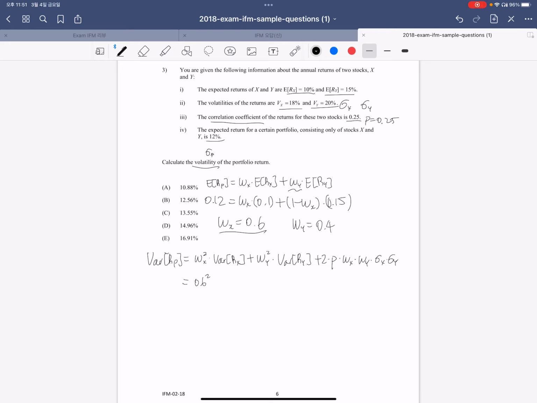As I mentioned earlier, we have 0.6 for the weight of X in the portfolio. We square that, and we're given the standard deviation of 18% for stock X. So for variance, we have to square that too. So I'll put 0.18 squared for variance of X, and we have 0.4 for the weight of Y, and we square that, and the variance of Y is the standard deviation of Y squared.